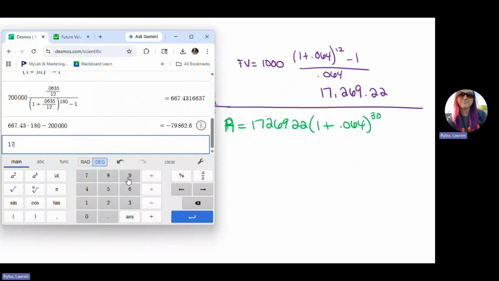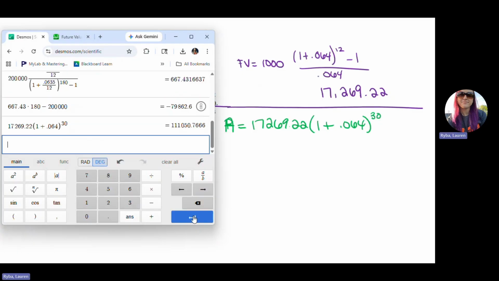So let's see, 17,269.22 times 1 plus 0.064 to the 30th power. So by letting that $17,000 sit for 30 years, he is now up to $111,050.77.